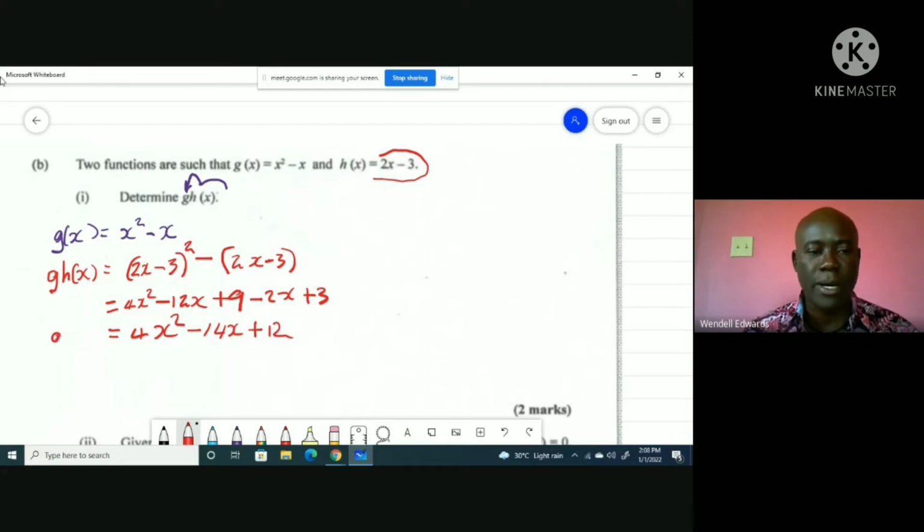So this response is for g of h of x, all right? So g of h of x is 4x squared minus 14x plus 12. And you would have gotten those 2 marks right there.